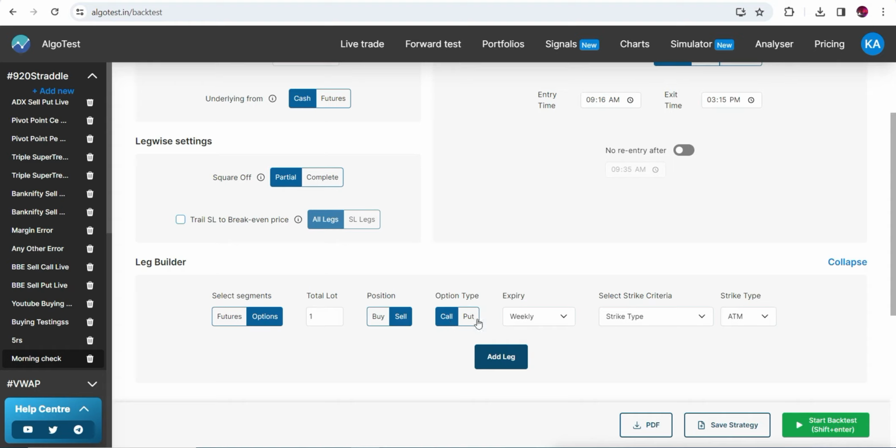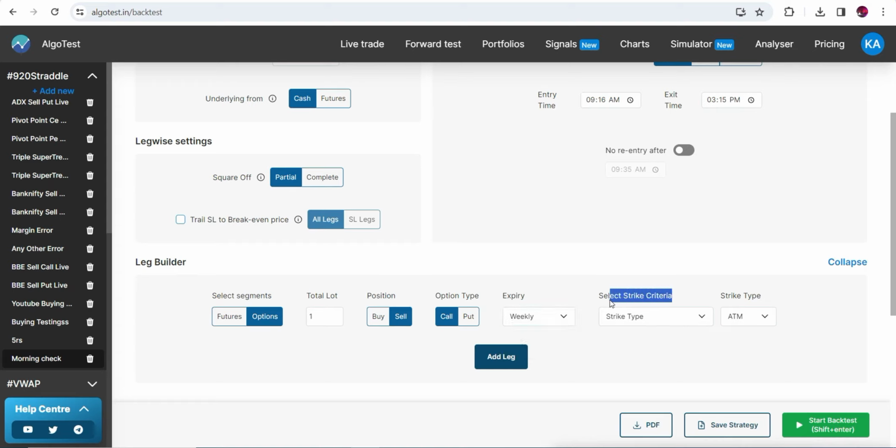We have two options, call or put. Which option do we want to sell? First we will select call here, then we will select put, then add leg. So we will select call here. Expiry: you have the option to select in which expiry you want to trade. If you want to trade in the current weekly expiry, we will select weekly here. If we want to trade in the next weekly expiry, then we will select next weekly here. For now we will select weekly here.